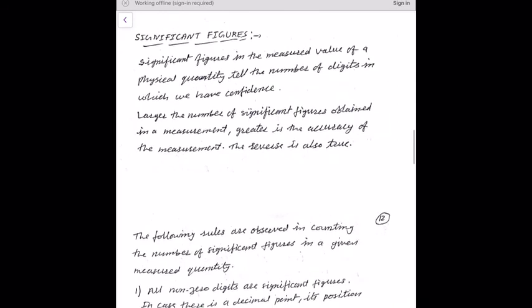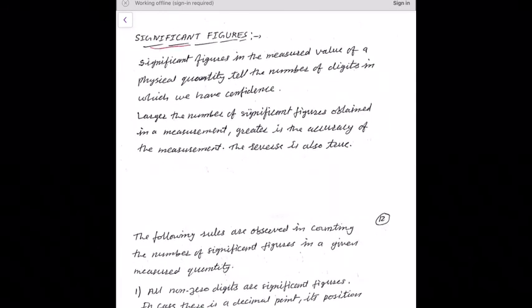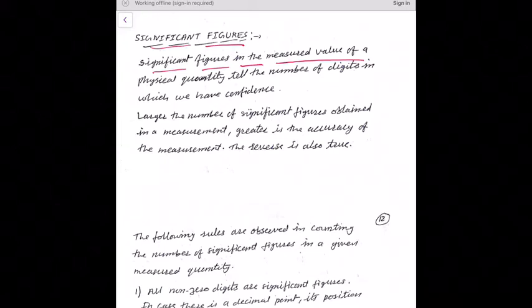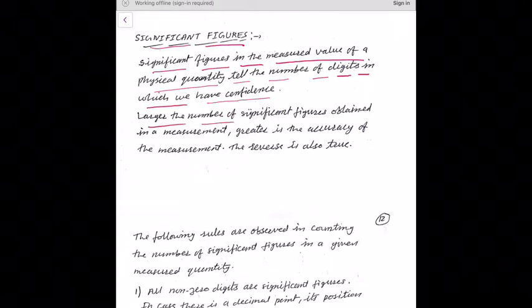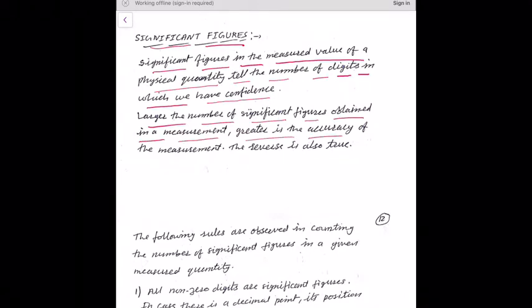Next topic, significant figures. Significant figures in the measured value of a physical quantity tell the number of digits in which we have confidence. The larger the number of significant figures obtained in a measurement, the greater is the accuracy of the measurement. The reverse is also true.